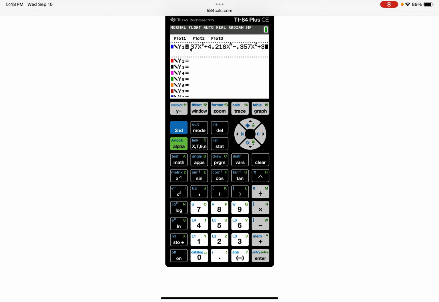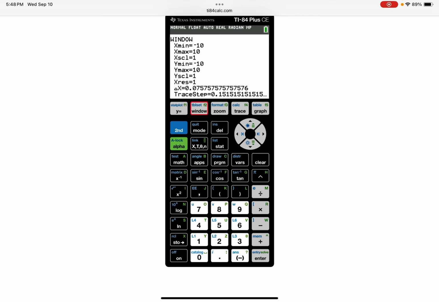And the problem specifically said from 0 to 3, so I'm going to go to my window. I'll do -1 just so I can see beyond the bounds a little bit, and +4. And then for the y values, I'm going to do zoom 0. That way I'm not playing around with the window too much.